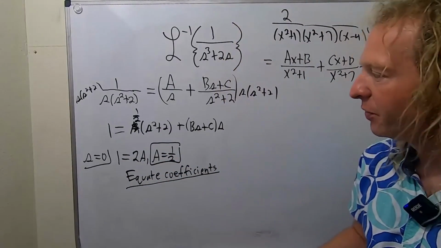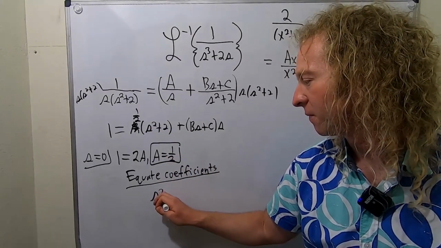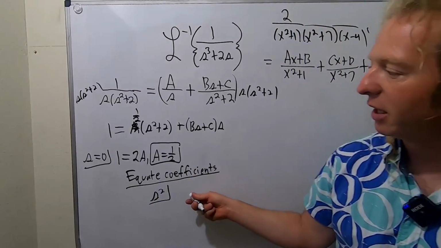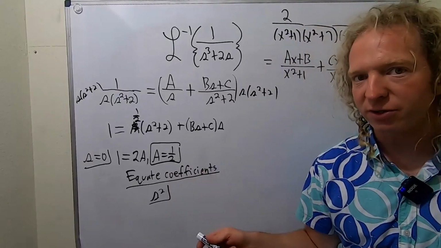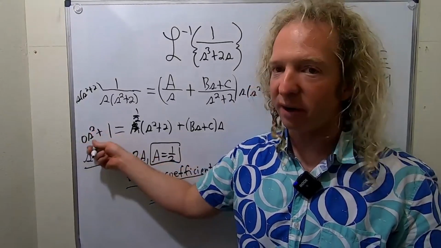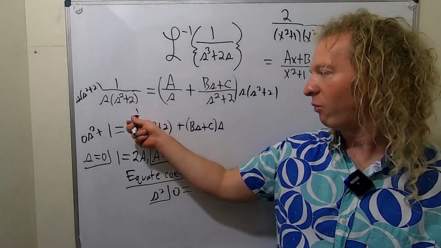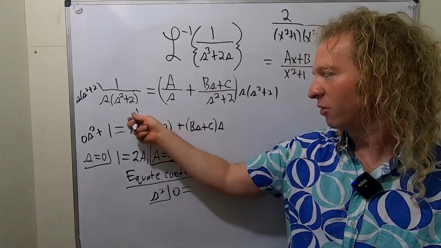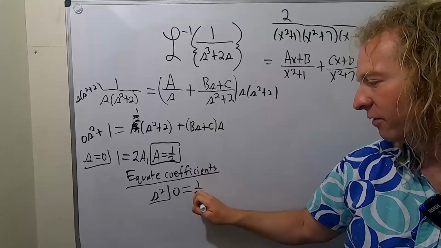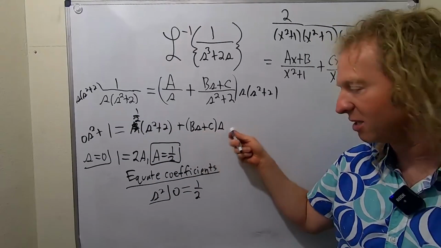Then we resort to equating coefficients. So how does that work? Well, you start with your highest power of s, which is s squared. That's a good place to start. On the left-hand side, we ask ourselves, what is the coefficient of s squared? Well, 0, right? There's a 0 s squared here. It's really there. So 0. On the right-hand side, we have 1/2 times all this. So 1/2 is one of the coefficients of s squared. And then b s squared. We have bs times s. That's bs squared.